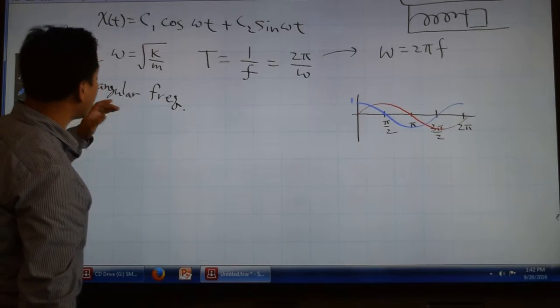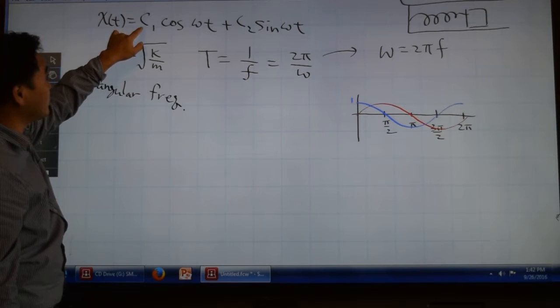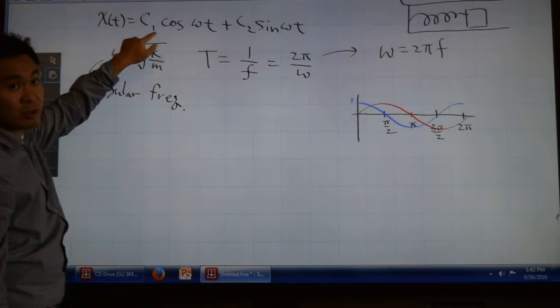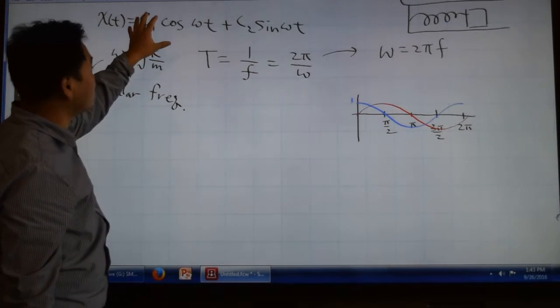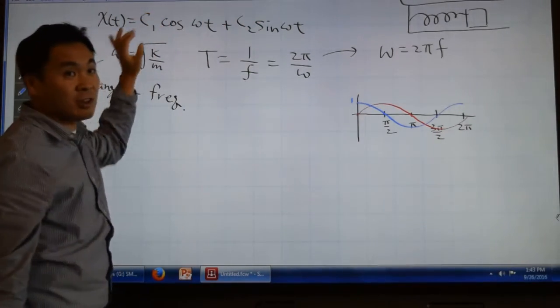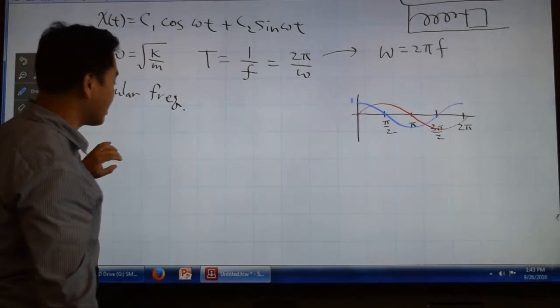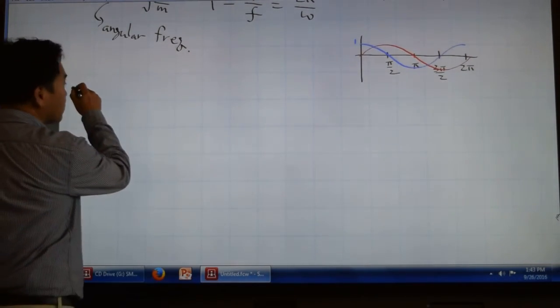Now, there's another thing I want to say. If you're given some initial conditions, you will get the values of C1 and C2. Right? And often, it's instructive to figure out what this function is as a single function of cosine. So let me talk about that briefly. So, interlude.